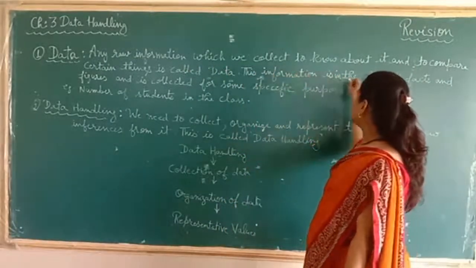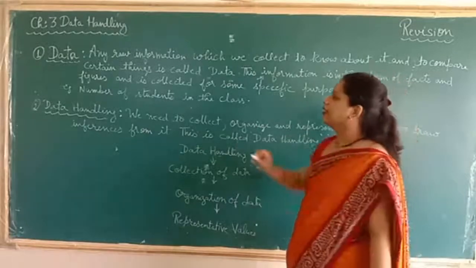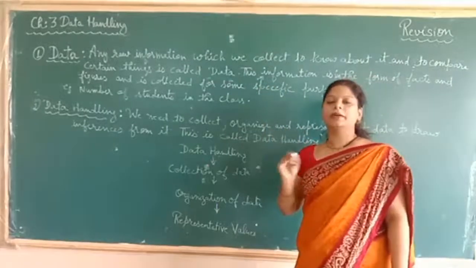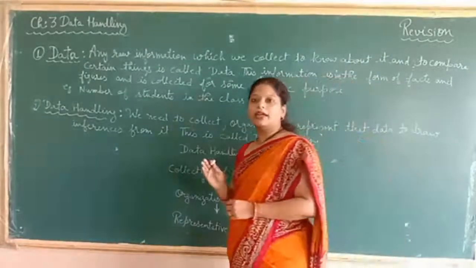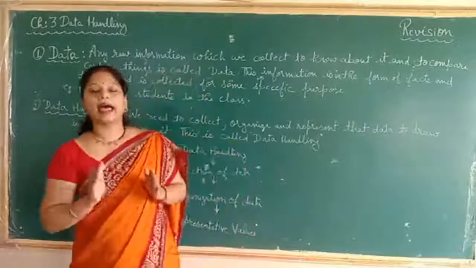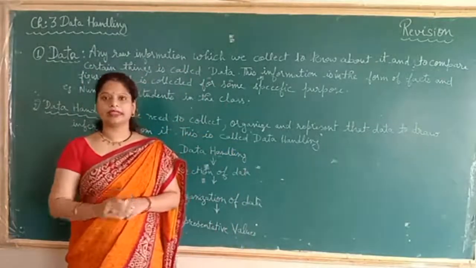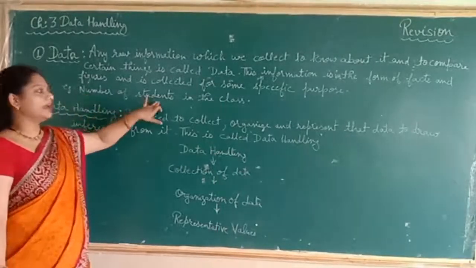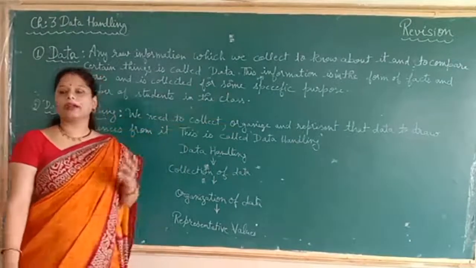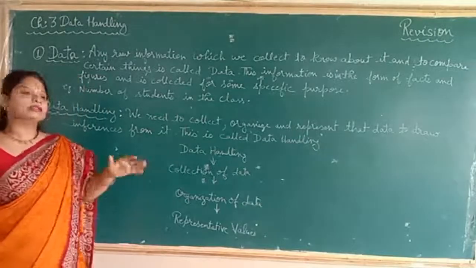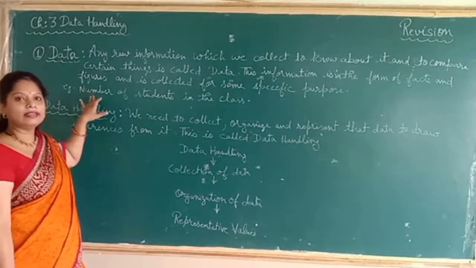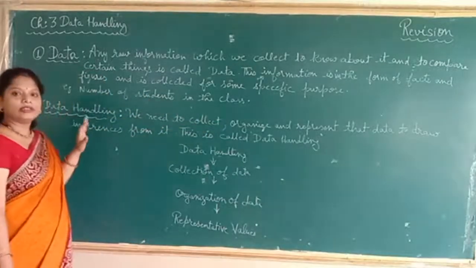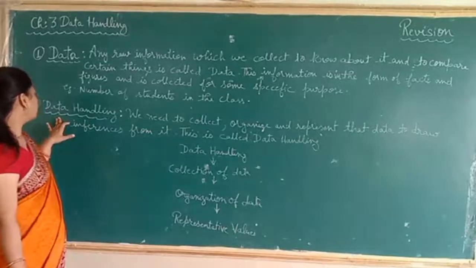This information is in the form of facts and figures and is collected for some specific purpose. So if we are going to collect the data, there has to be some specific purpose. Let's see an example of data. Number of students in a class. In a particular class, if we want to know, a type of data is the number of students in the class. So first thing we have to understand is what is data.